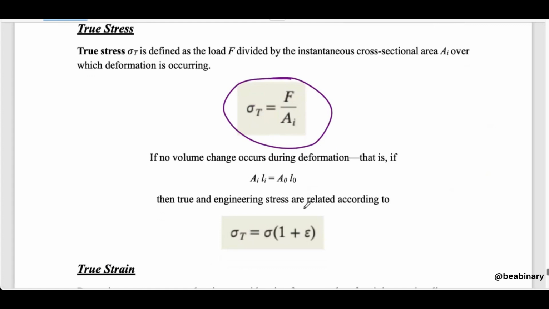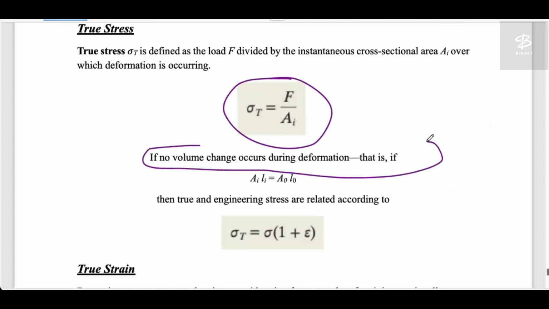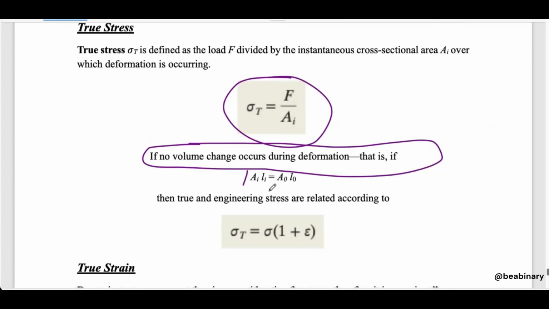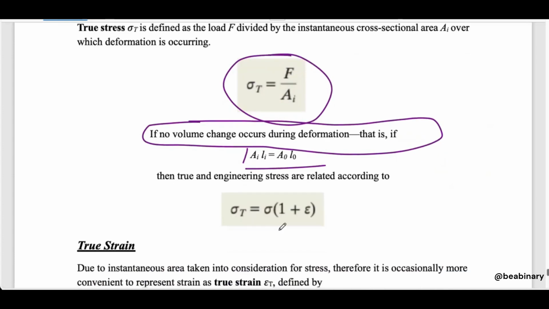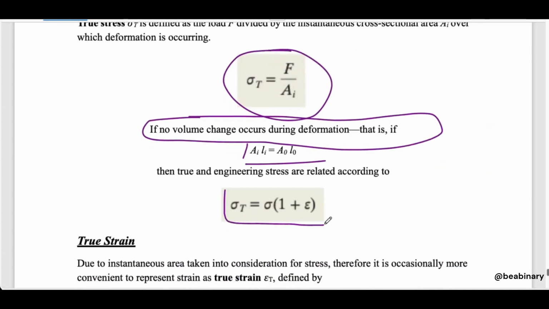But how can you relate it to the engineering stress? Overall the volume is not going to change, right? The volume will remain the same. So if the volume remains the same, the instantaneous area multiplied by the instantaneous length would be equal to the original area multiplied by the original length, because the volume remains the same during the whole process. If you have this particular value, then you can simply write this, and so you can relate the engineering and true stress like this.